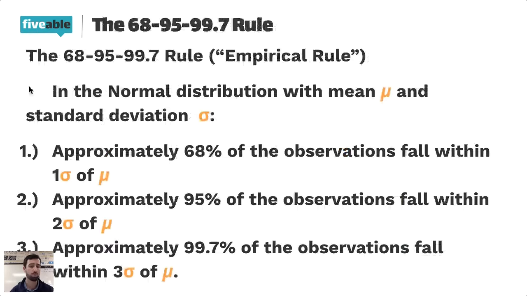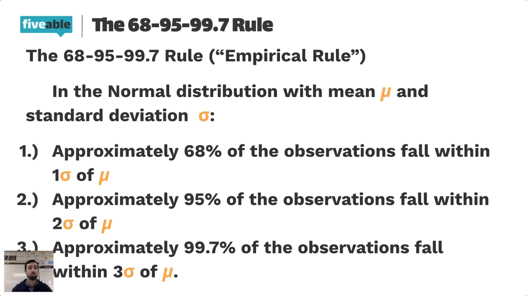The empirical rule is an important rule when we describe or explore univariate data. It's the 68, 95, 99.7 rule that some students will also refer to it as. What it means is any normal distribution with the center of mu and a standard deviation will have about 68% of the data points falling within one standard deviation of the average. So if I go out one standard deviation in both directions, I'm going to capture 68% of the data points.